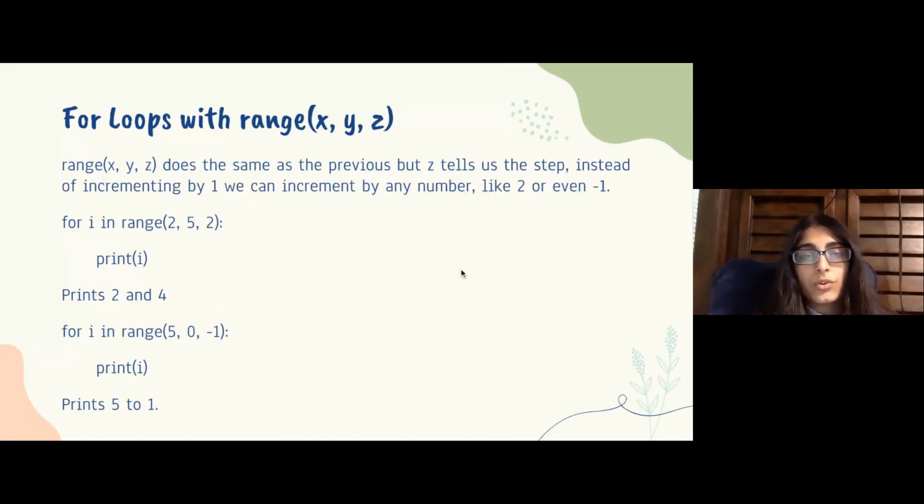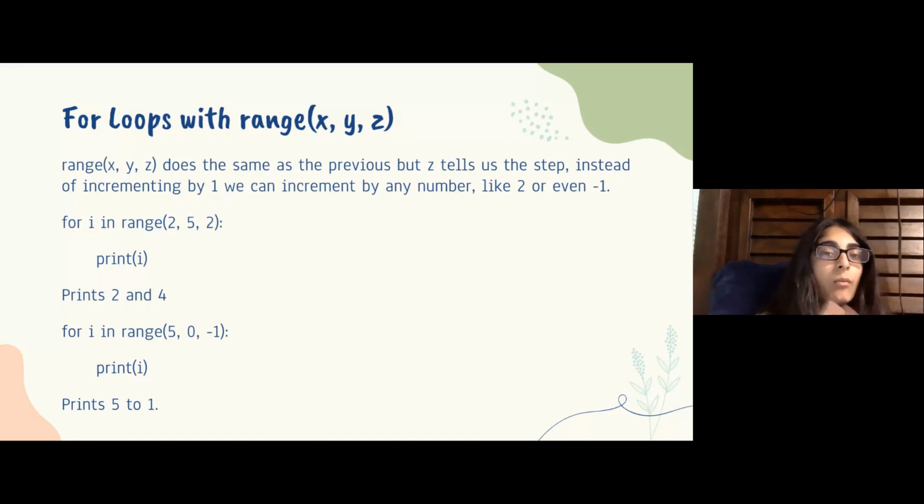And we can also make this even more complicated by having a range x, y, z. So what this does is the same thing as the previous one. It gives you a range of numbers that are in between x and y, but instead of having a default step of 1, for example, in the other ones we had 0, 1, 2, 3, 4, or 1, 2, 3, 4, they were incrementing by 1. Here we can use z to tell it to skip count, sort of. Instead of incrementing by 1, we can increment by any number like 2, or even -1. We could count backwards if we wanted to.